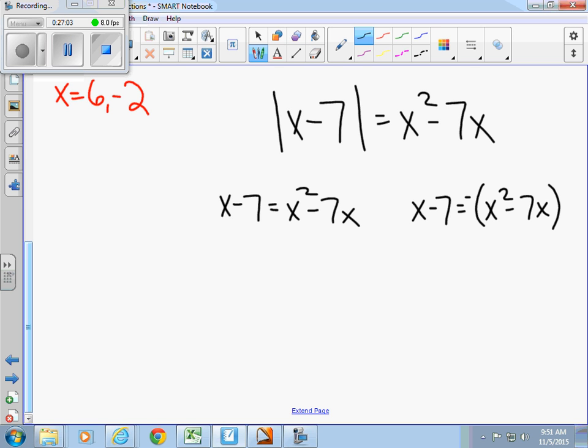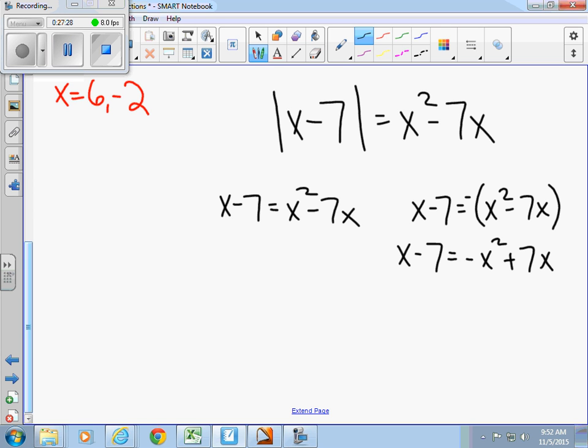Or you can distribute the negative from the get-go, but you always do one equals a positive and one equals a negative. So it's the negative, the other equation. On this one, the big thing to be careful about is if there's two pieces on the other side, make sure you put the negative with both of them.